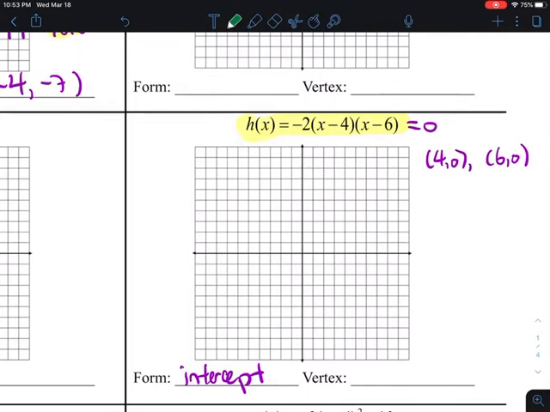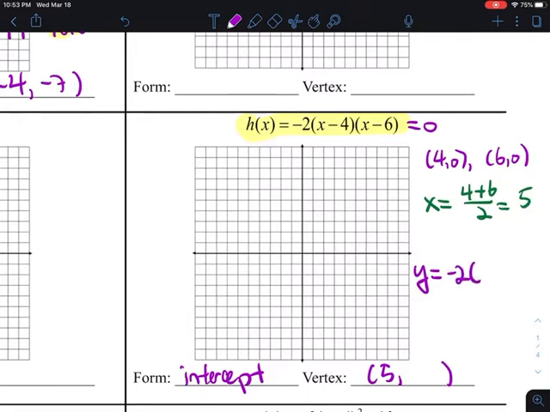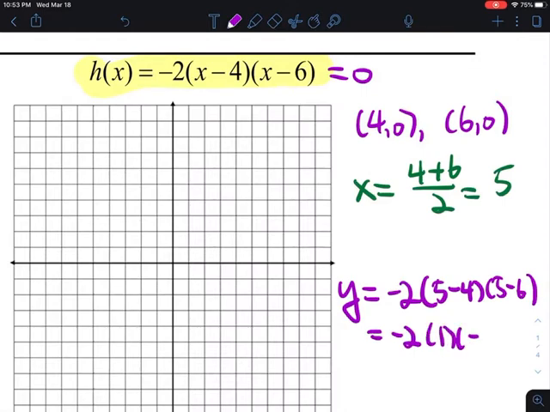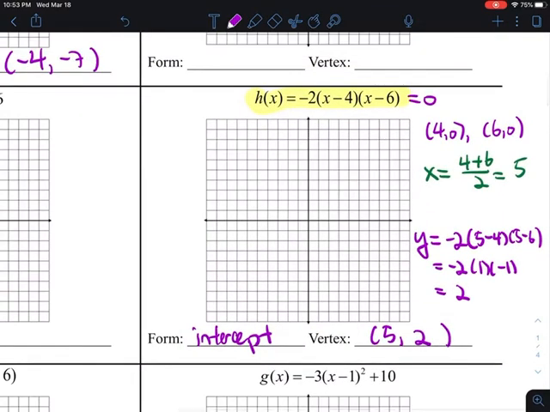And then if you remember, to find the axis of symmetry, we're going to take the average of our intercepts. So we add them up, divide by 2, we get 5. That tells us the x-coordinate is 5. And how do we find the y value? Well, we can just plug x equals 5 into our equation. So I'll get 5 minus 4, 5 minus 6. So that's negative 2 times 1 times negative 1. So it looks like positive 2 is my y value.